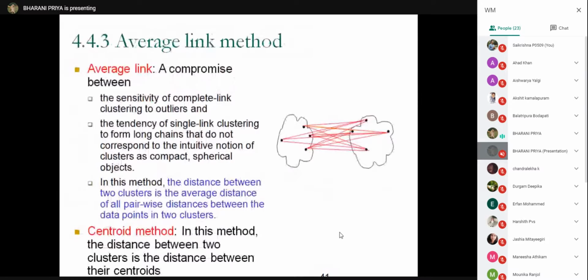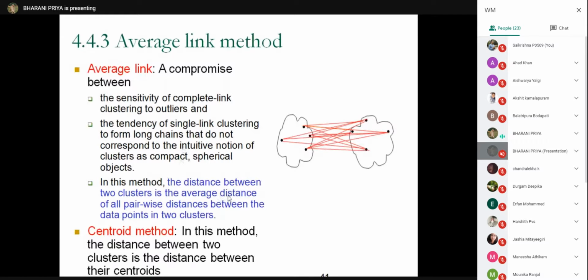So what is the drawback in single link? It has a chain effect. That means too many clusters are produced. And the second one is the complete link is sensitive to outliers. So average link is the compromise between the two. That means it overcomes to some extent these two problems that occur in single link and complete link.